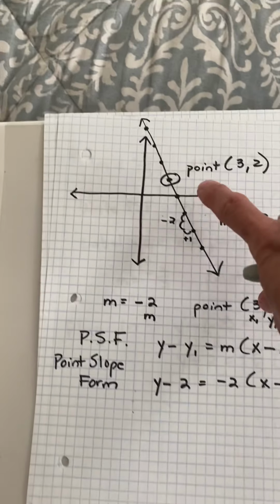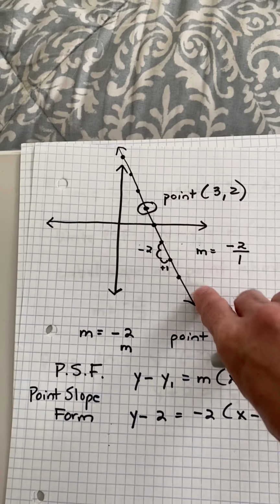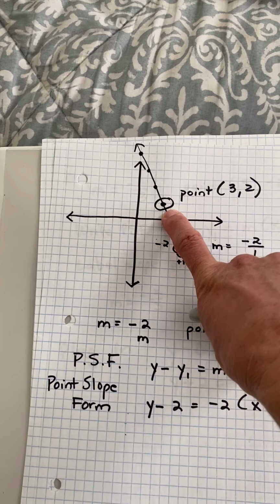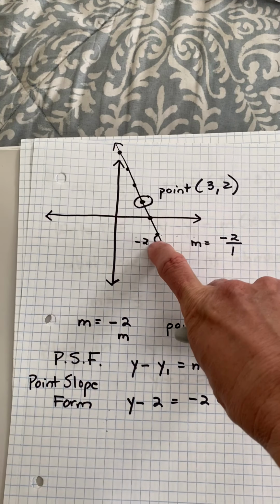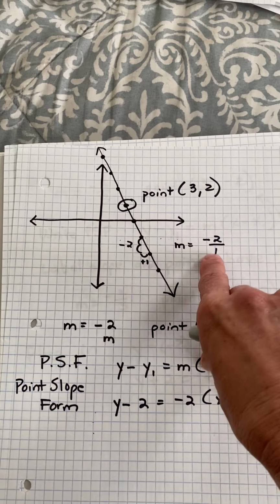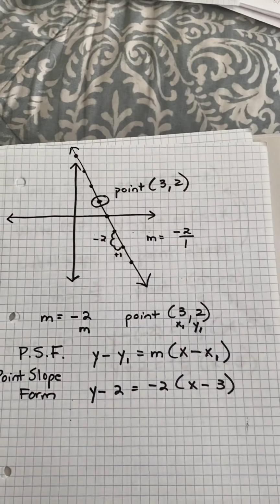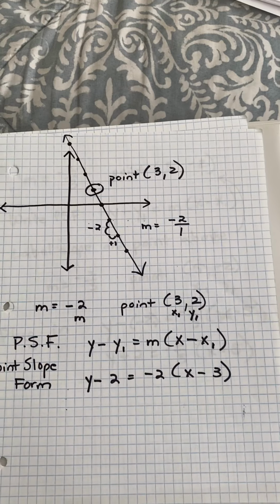So here, if you look at the graph of this line, we see a point. This point happens to be (3, 2). If you count the slope, you go down 2/1, so the slope is -2. So if I looked at this line, I would know a point is (3, 2) and the slope is -2.